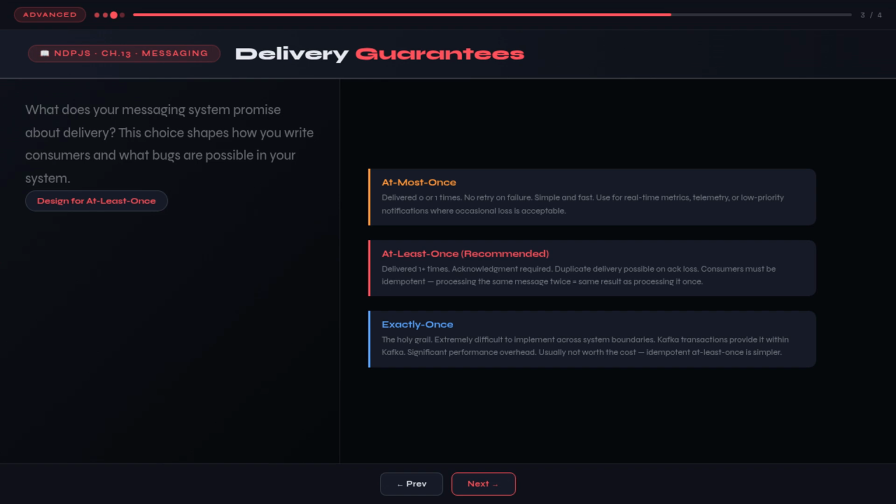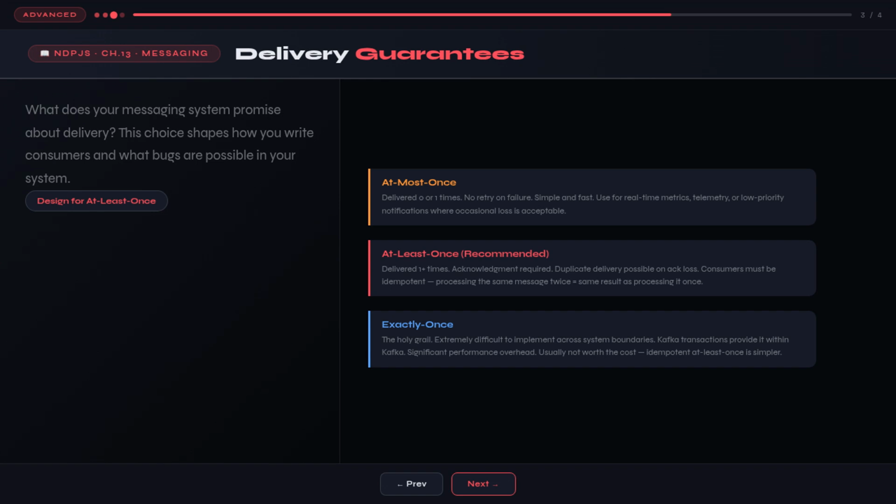At least once delivery means a message is delivered 1 or more times. If the consumer acknowledges receipt and the acknowledgement is lost, the broker retries. The consumer might process the same message twice. This is the most common guarantee in production messaging systems. RabbitMQ's default configuration provides at least once delivery. The design implication: your consumers must be idempotent. Processing the same message twice must produce the same result as processing it once. A consumer that charges a credit card cannot process the same message twice.